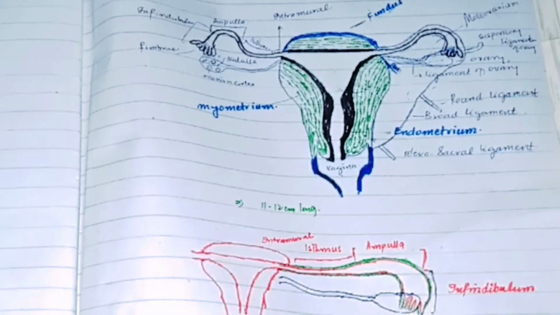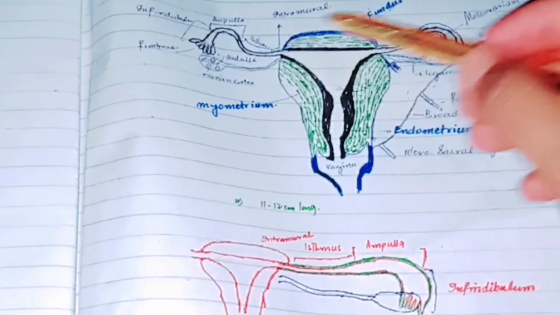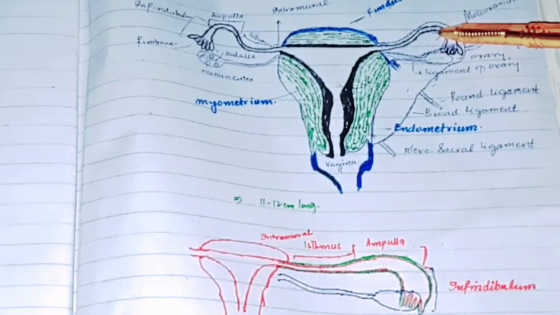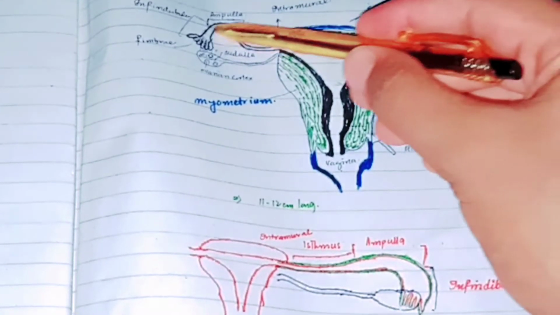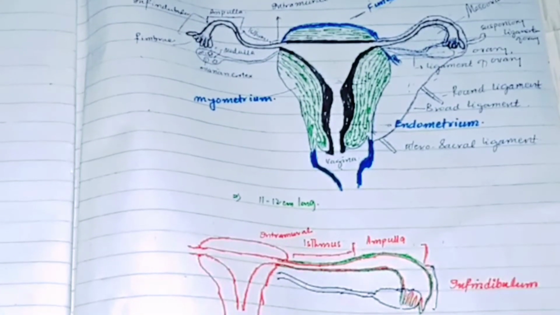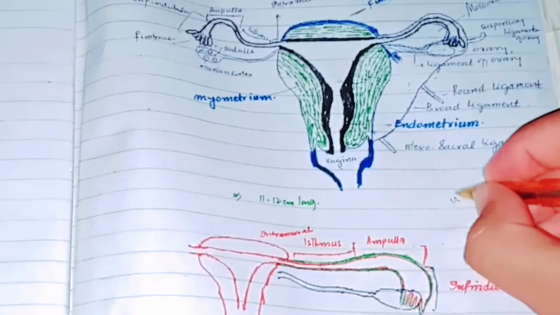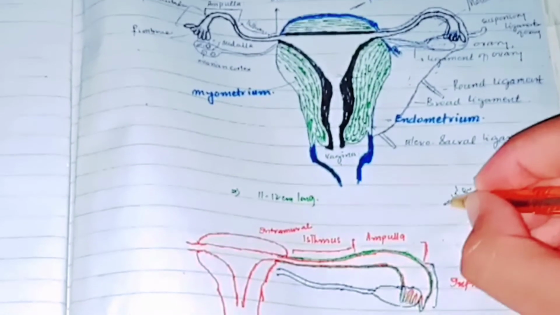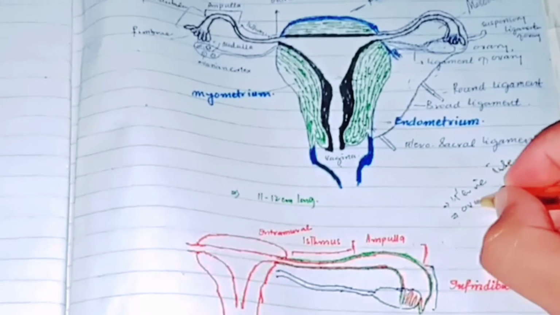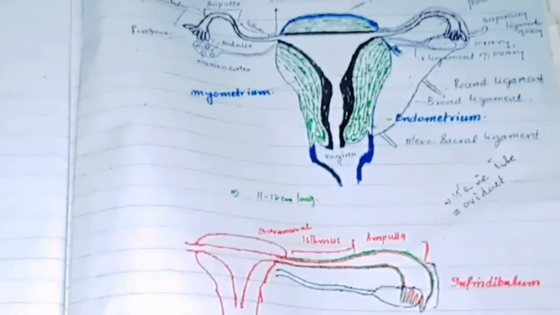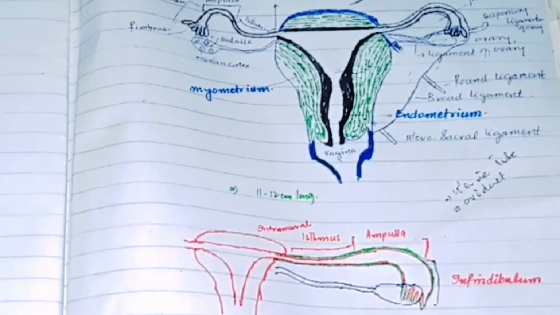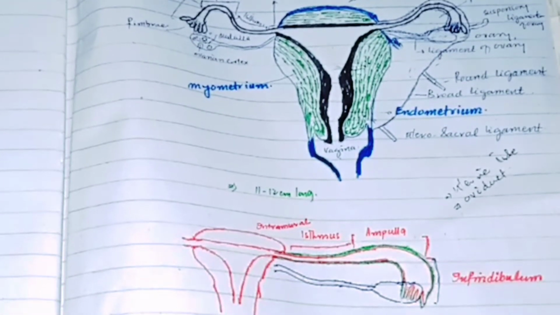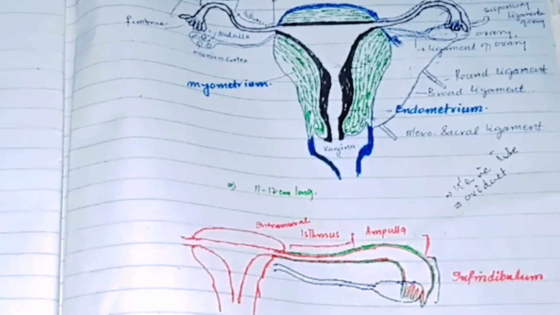So the fallopian tube, here you can see these are two tubes which extend from the lateral side of the body of the uterus. These two tubes are called the fallopian tube. The other name for the fallopian tube is the uterine tube. The other name is oviducts. So the uterine tube, fallopian tube, or the oviducts are other names for the fallopian tube.